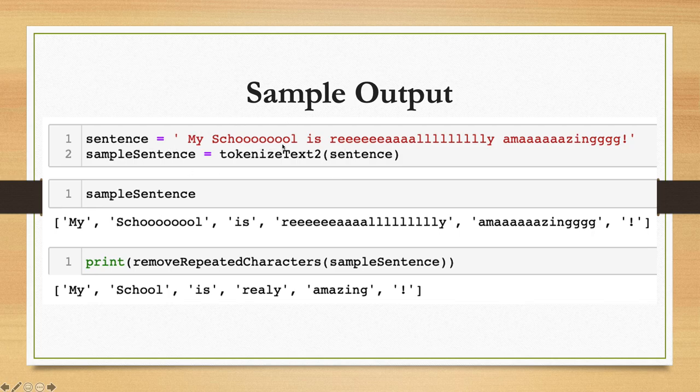So we have here a sample output. If you have the sentence, my school is really amazing, you have repeated characters. If we don't omit the repeated characters, this is the tokenized text. Then when you call the remove repeated characters function, I don't know what happens to the spelling of really here, but one L. Okay, so that's the removal of repeated characters.